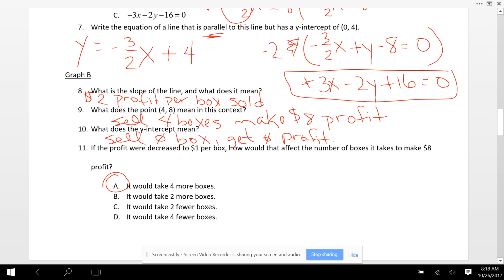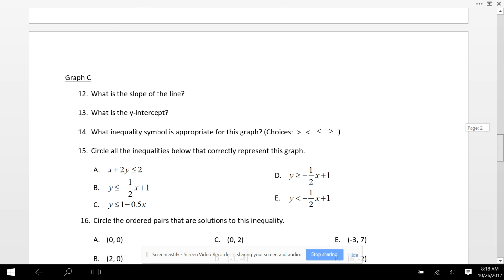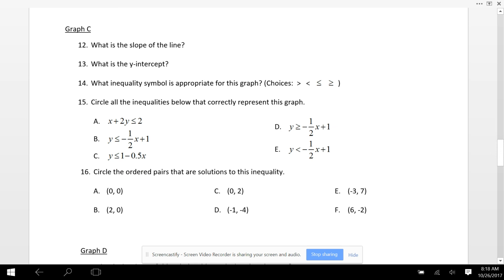Alrighty, graph C. The slope of the line was -1/2. The y-intercept was 0, 1. We decided it was a less than or equal to. So the graph is going to be y less than or equal to 1/2 x. Oops, it's negative, isn't it? -1/2 x plus 1.